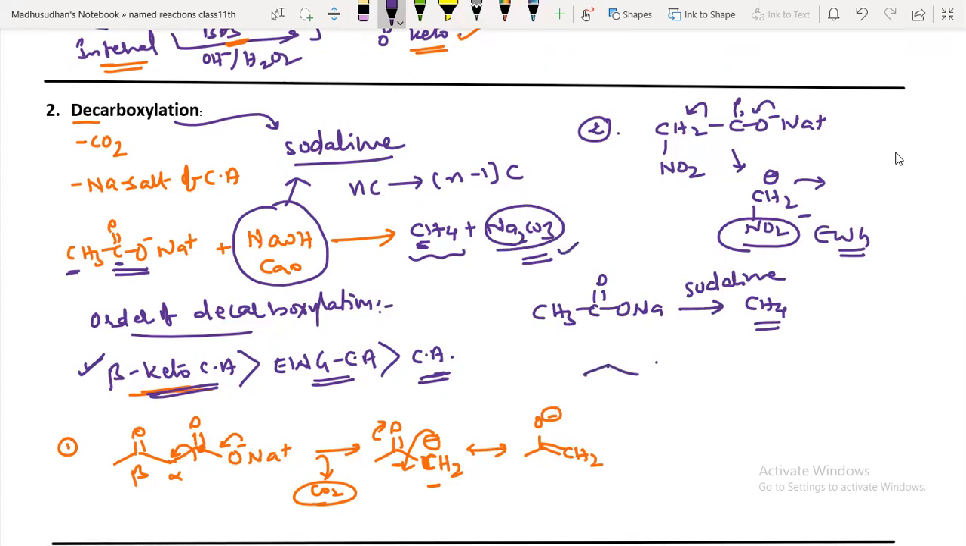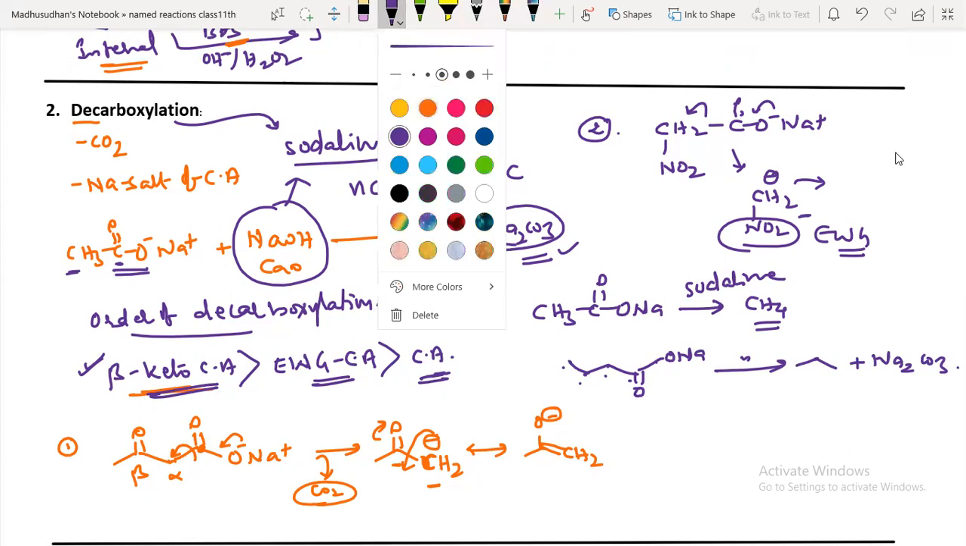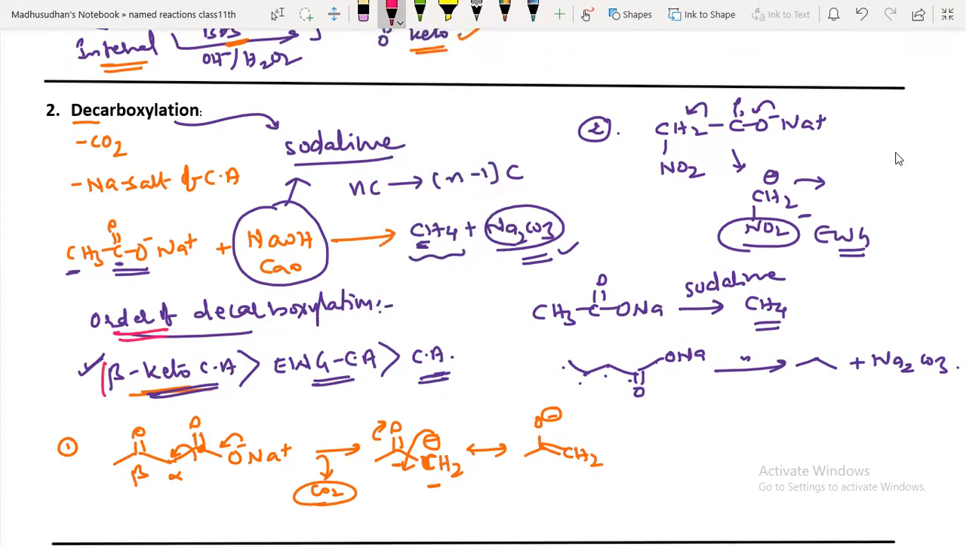Suppose I have a compound like this. On soda lime, what is the product? Here, how many carbons? 1, 2, 3, 4. Four means you will get only 3 now. Propane plus sodium carbonate, like this. The most important thing in this is the order of decarboxylation. Okay, next concept we will move on to.